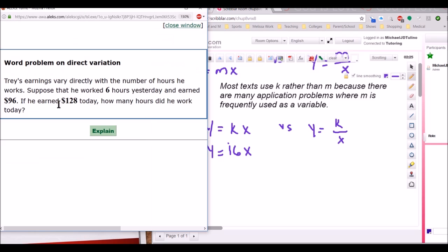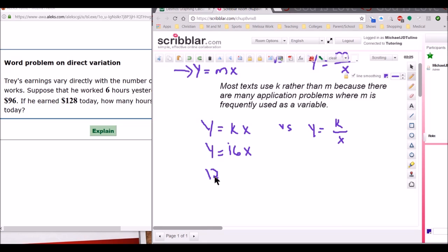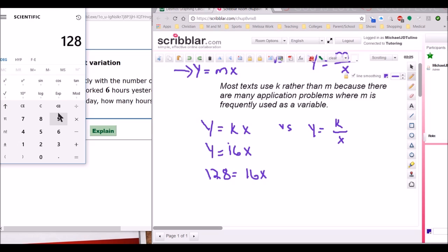All right, so now it says he earned 128. Well, that's the result, the output, so that's going to be y. So 128 equals 16x. And so we just simply divide here. 128 divided by 16 is 8. So he worked 8 hours.